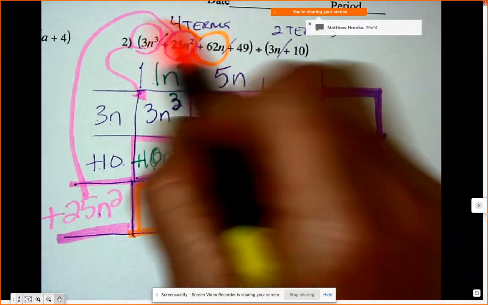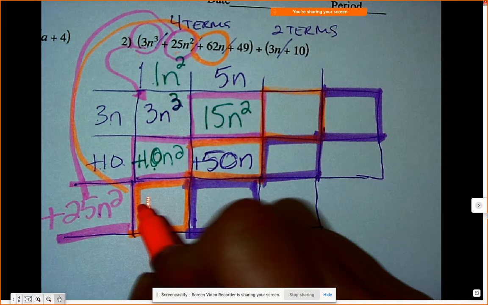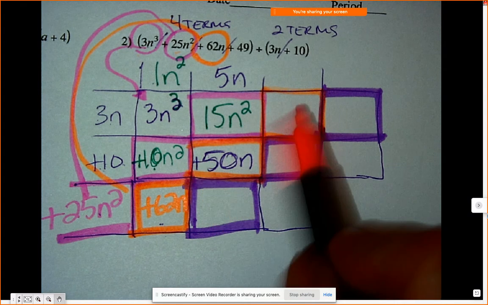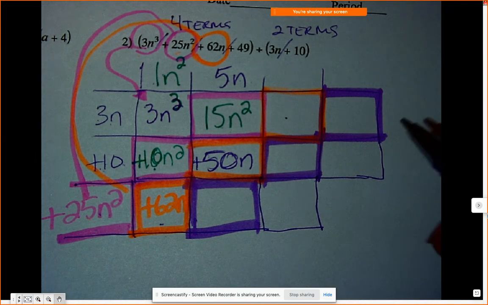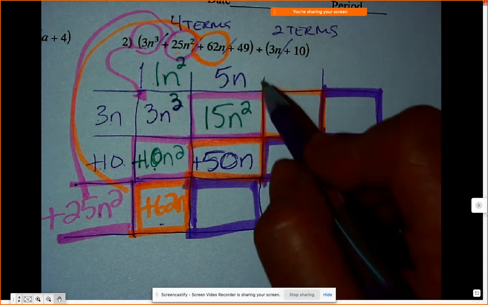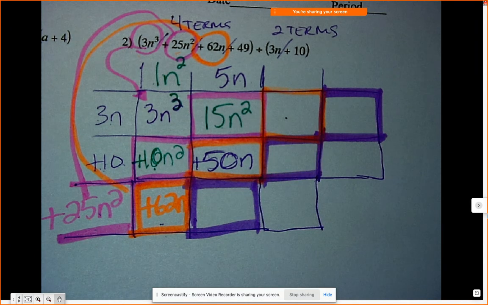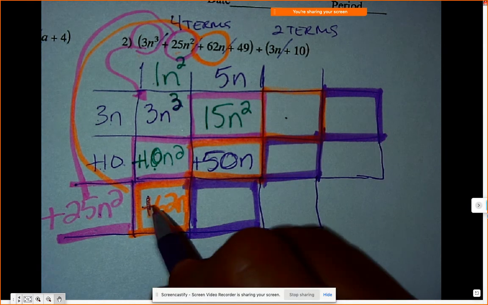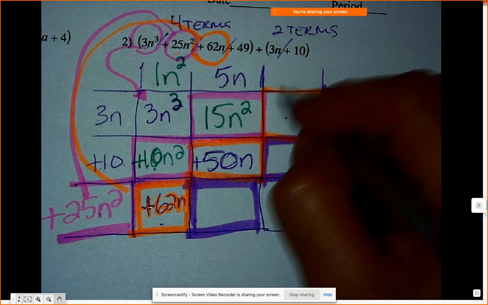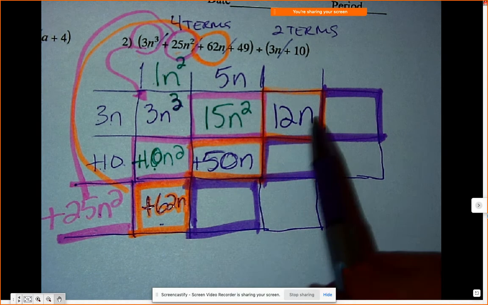62n. Beautiful, guys. This is how easy this is. Plus 62n. Okay, so I need these boxes to add up to that 62n combined. So what needs to be up in this empty box? Who's got me? Everyone needs to join in. This is how I can prove to administration. 12n. Those will combine to give me this.